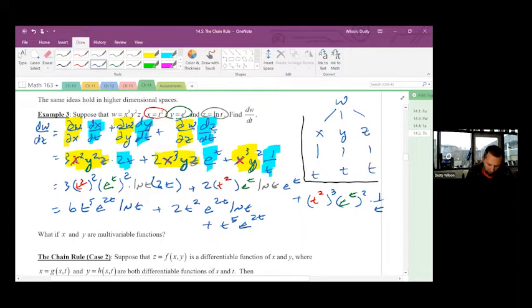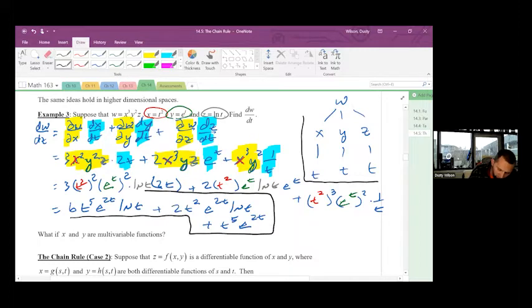I think we could clean that thing up if we wanted, pulling out the common factor of t squared e to the 2t, but I don't think we need to. Seems close, good enough for jazz.